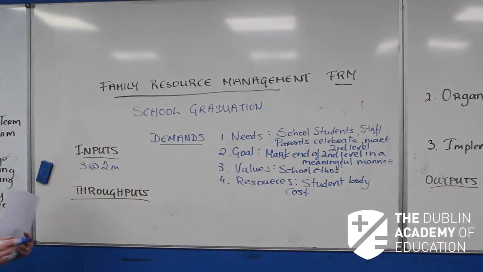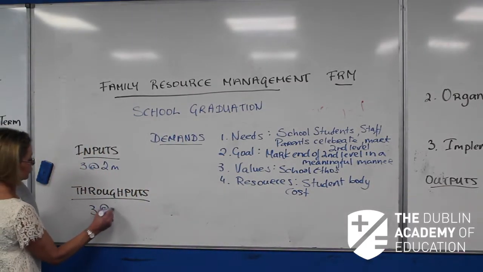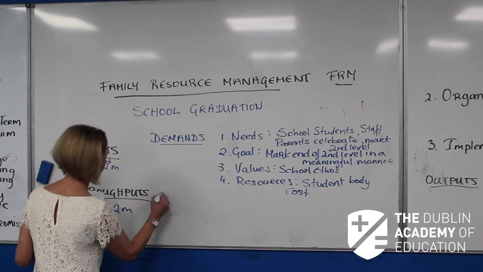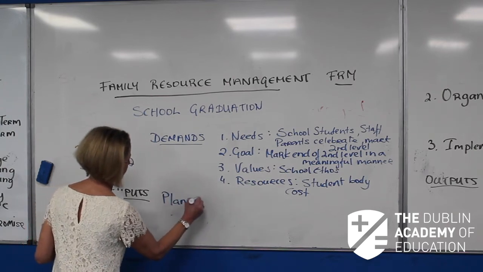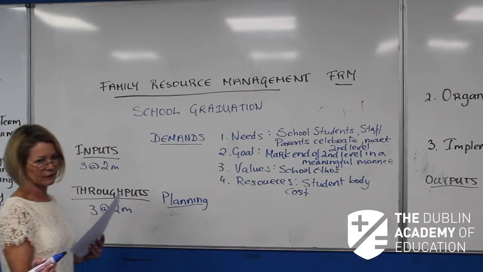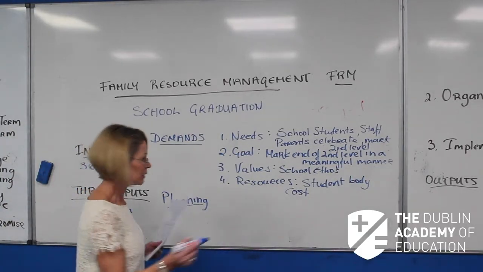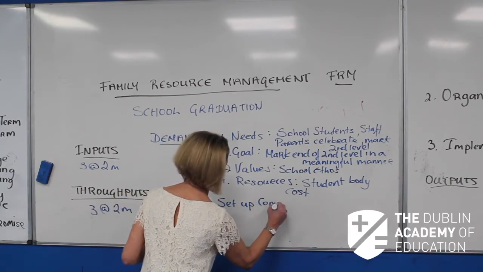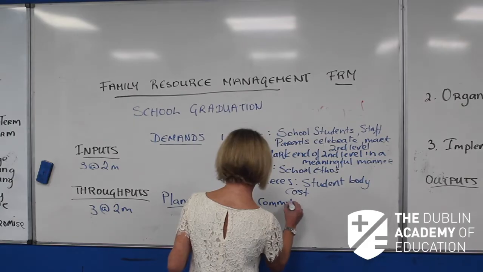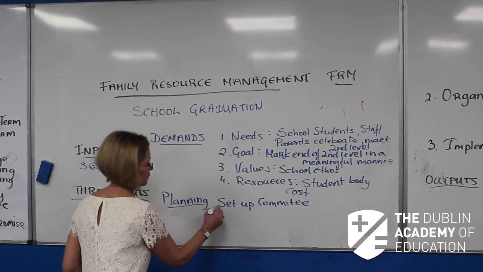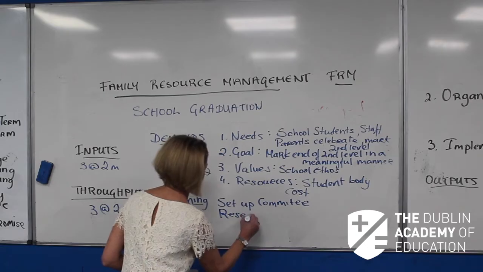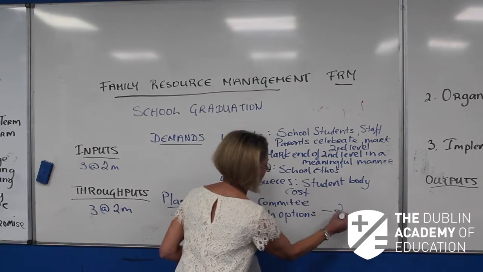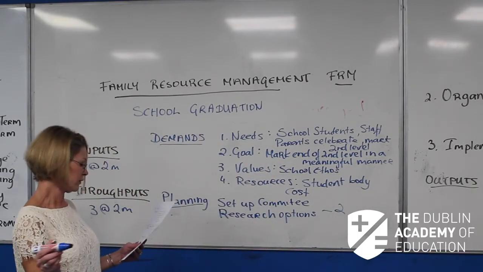Okay, so our throughputs, and again, they're looking for 3 points at 2 marks here. So first of all, we're going to do the planning stage. So, in the case of school graduation, that might involve setting up a committee. The committee will research options. At least 2, like I said to you before, in the decision making.